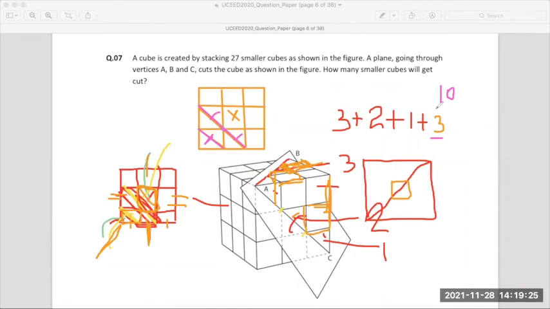You agree or disagree, students? Ma'am, 6 plus 3 will be 9. Yes, sorry, what I'm getting is maybe 9. 3 plus 2 plus 1. 5 plus 6 plus 3. Sorry, 6 plus 3 is 9. 5 plus 1, 6. 6 plus 3, 9. Yes.